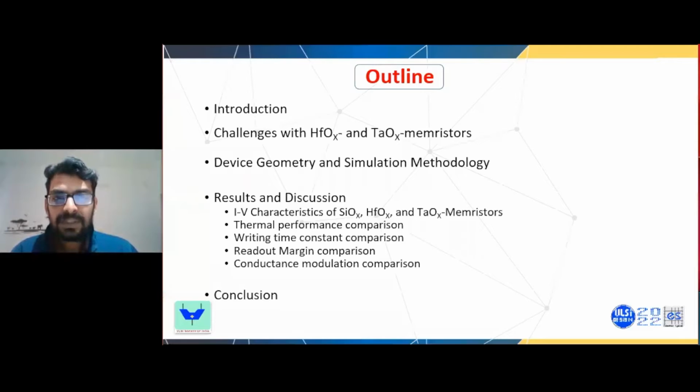The outline of this presentation includes a brief introduction of memristor devices, challenges with hafnium oxide and tantalum oxide memristors, device geometry and simulation methodology. Then I will be discussing the results and discussion, which includes IV characteristics of silicon oxide, hafnium oxide, and tantalum oxide memristors, thermal performance comparison, writing time constant comparison, readout margin comparison, and conductance modulation comparison. Finally, I will conclude this presentation.